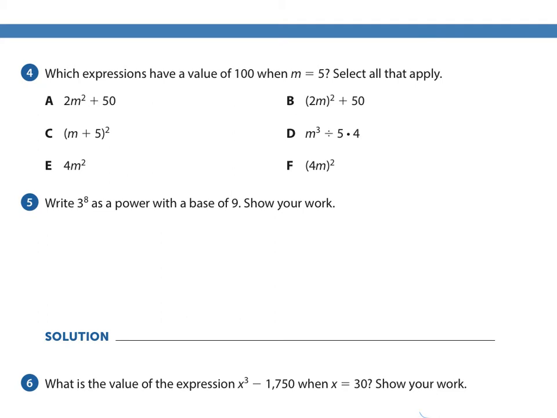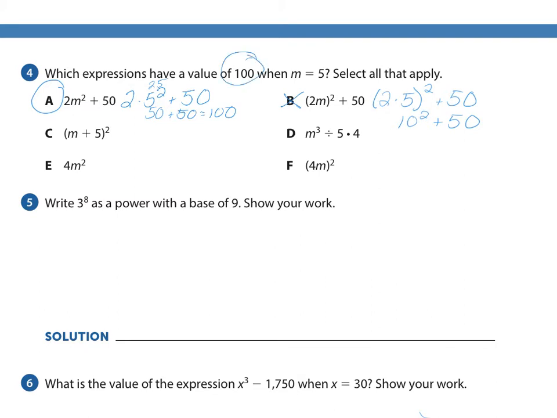So m is 5. So this one's going to be 2 times 5 squared plus 50. 5 squared is 25. 2 times 25 is 50. 50 plus 50 equals 100. A is correct. B, inside the parentheses, you're going to have 2 times 5 squared plus 50. 2 times 5 is 10, so you're going to have 10 squared plus 50. 10 squared is 100. 100 plus 50 is not 100.